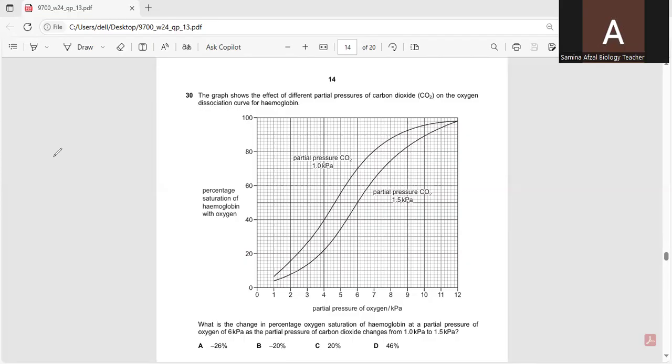These are two curves. What is the change in percentage oxygen saturation of hemoglobin at a partial pressure of oxygen of 6 kilopascals as the partial pressure of carbon dioxide changes from 1 kilopascal to 1.5 kilopascals? Find the correct option. We have to go with this graph. First of all, we will move towards the 6 kilopascal.